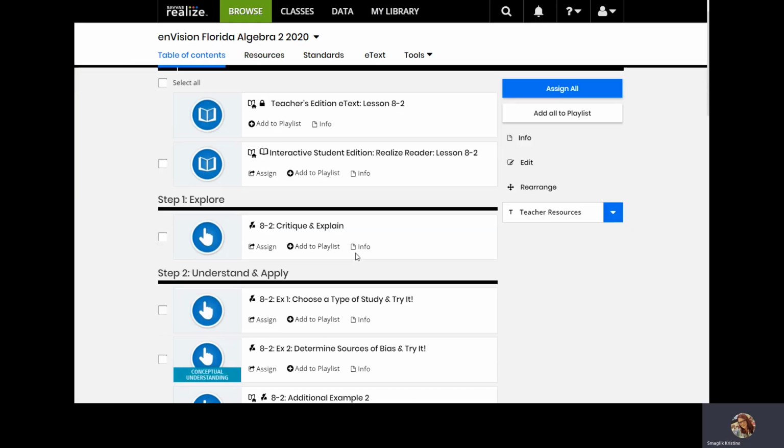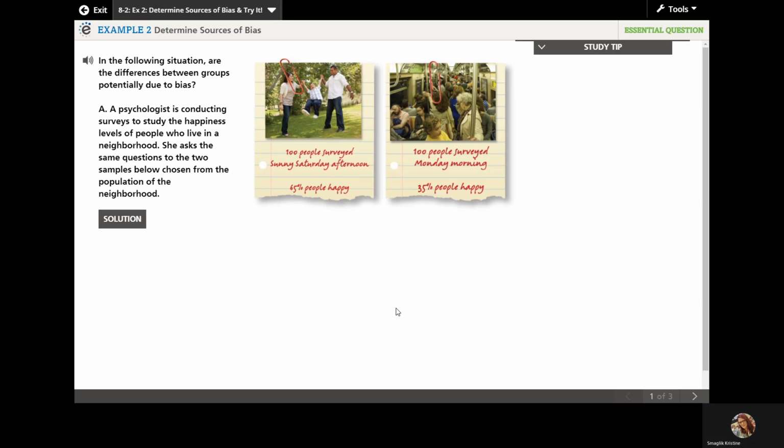And now let's go into example 2. We're going to talk about bias. So bias is when you get some sort of result that might misrepresent the population.